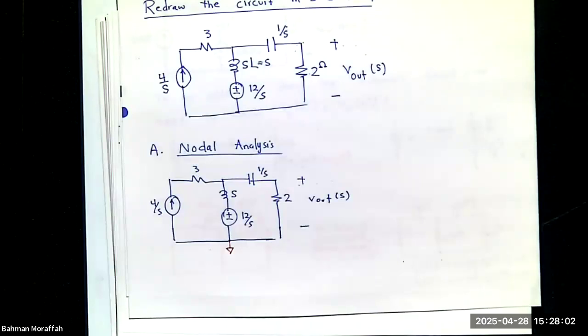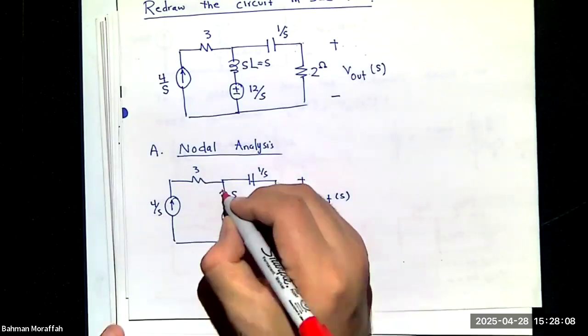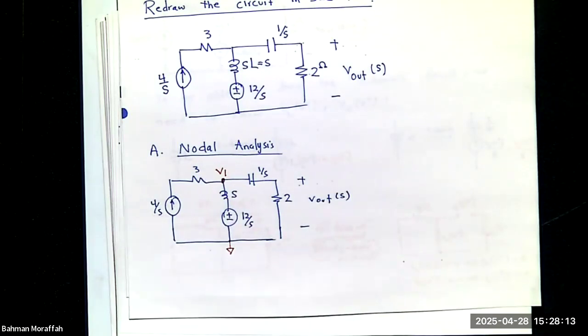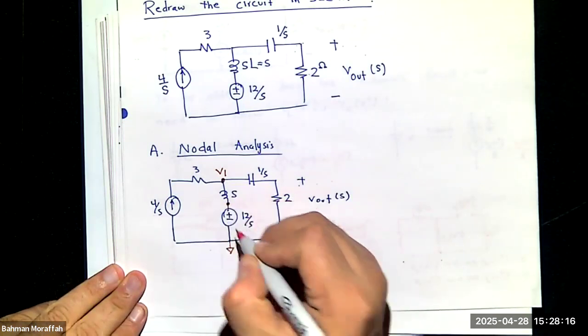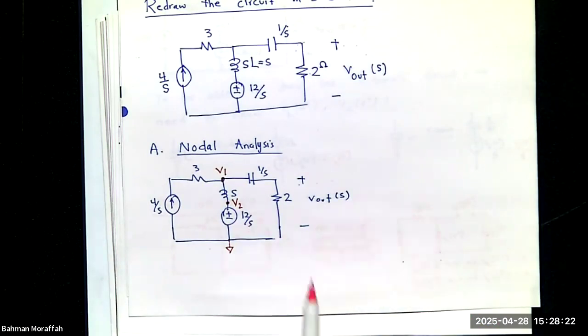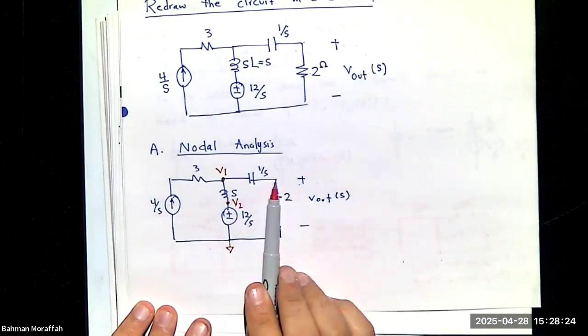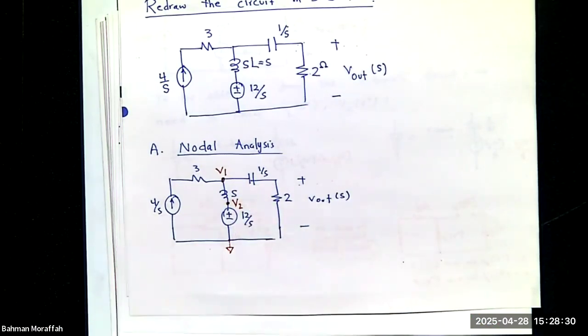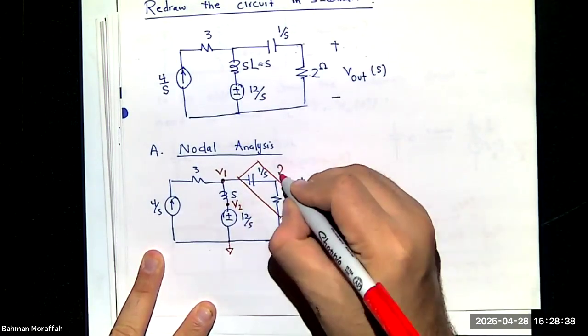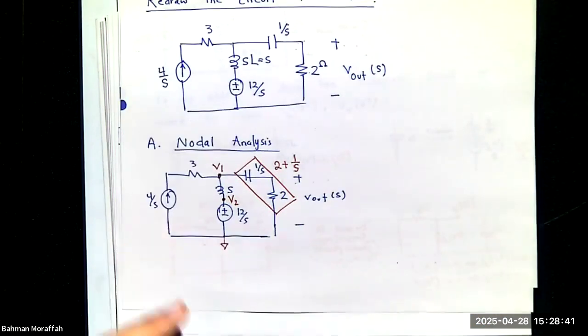What is the next step? To name all the nodes that we have, right? Do you agree this one up here is one node? Right? How about this one in the middle? Do you agree that's a new node? Let's just call it V2. Do you agree this one over here is also a node? But remember, these two are already in series, so I can combine them to avoid naming a node. Right? So I can basically combine these two and write it as 2 plus 1 over S.